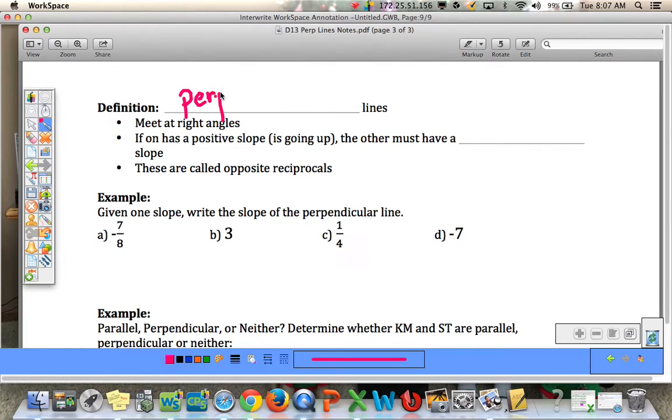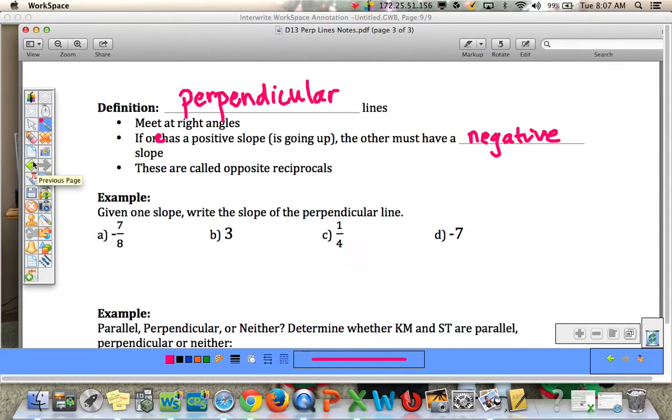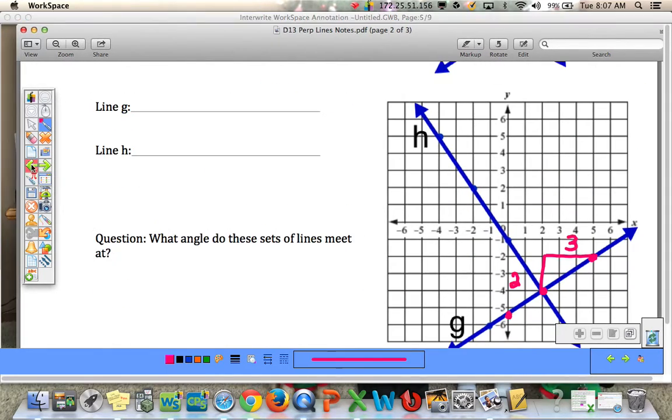Okay, so let's fill in the definition and take a look at the pattern that we noticed. So they're called perpendicular lines. They meet at right angles. If one has a positive slope, it is going up, the other must have a negative slope, and it's going down, and these are called opposite reciprocals. So let's go back to these right here.